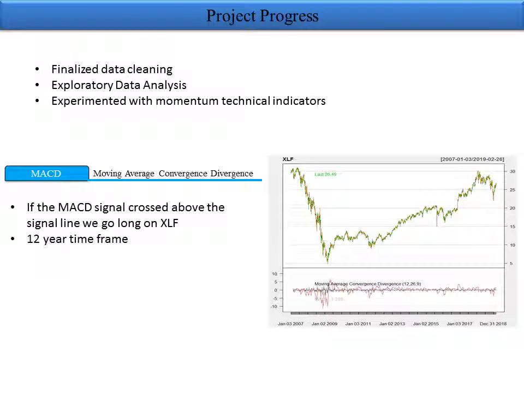The first technical indicator is MACD. It is helpful in that it's supposed to reveal changes in the strength or direction, momentum, or the duration of a trend in a stock's price. In our case, not a stock, but an ETF. On the right, you can see MACD performed on the XLF ETF. From the graph, you can pretty much conclude whether or not you should go long or short on an ETF. If the MACD signal crossed above the signal line, we go long on XLF and vice versa. Picasso will talk about the other 2 indicators now.